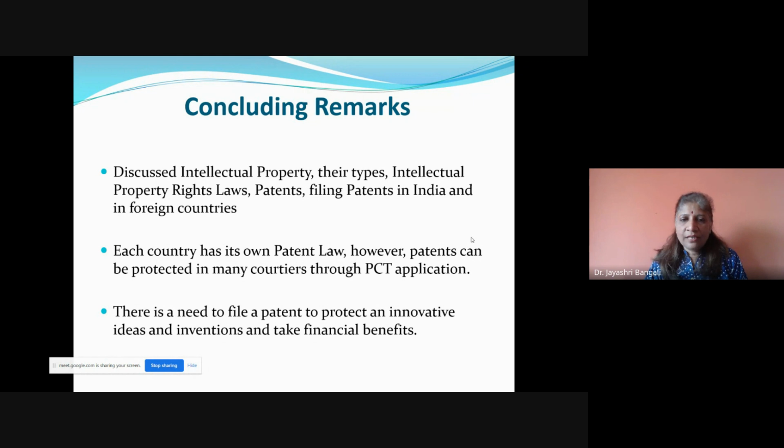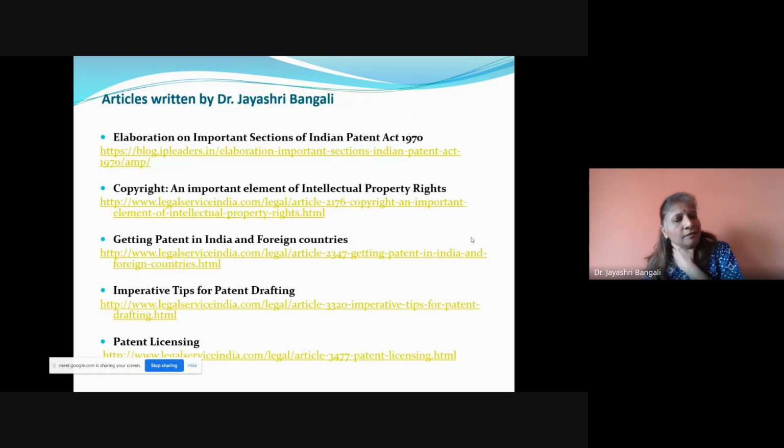Each country has its own patent law. However, patents can be protected in many countries through the PCT application. I have already explained what PCT is. And there is a need to file a patent to protect innovative ideas and inventions and take financial benefit. So licensing of your patent is very, very important. These are a few points and concluding remarks.